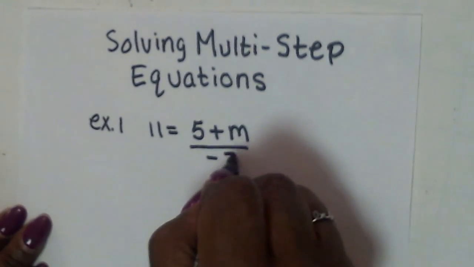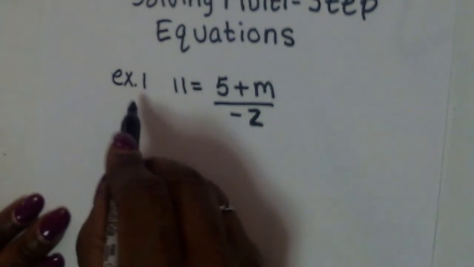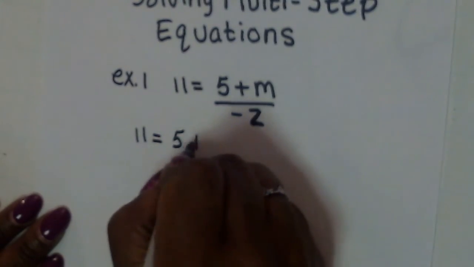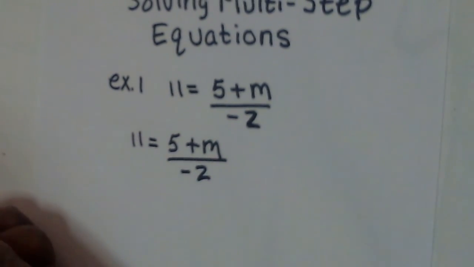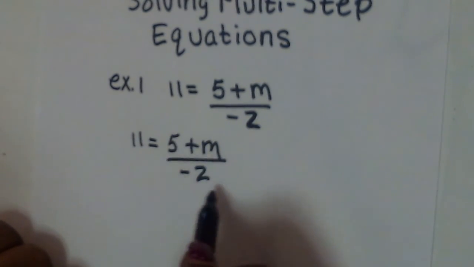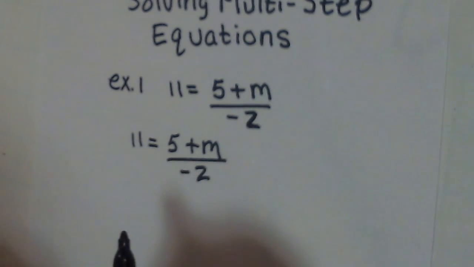Now this equation really is 2 steps, but because it looks complicated here, I decided to include it in the multi-step equations. So I'm going to rewrite it down here so that we can work on it. So 11 equals 5 plus m divided by negative 2. I included this because I didn't want you to have 2-step equation overload. So I have this side of the equation that looks complicated because we have math in the numerator here in this fraction, and it looks like it's kind of hard.